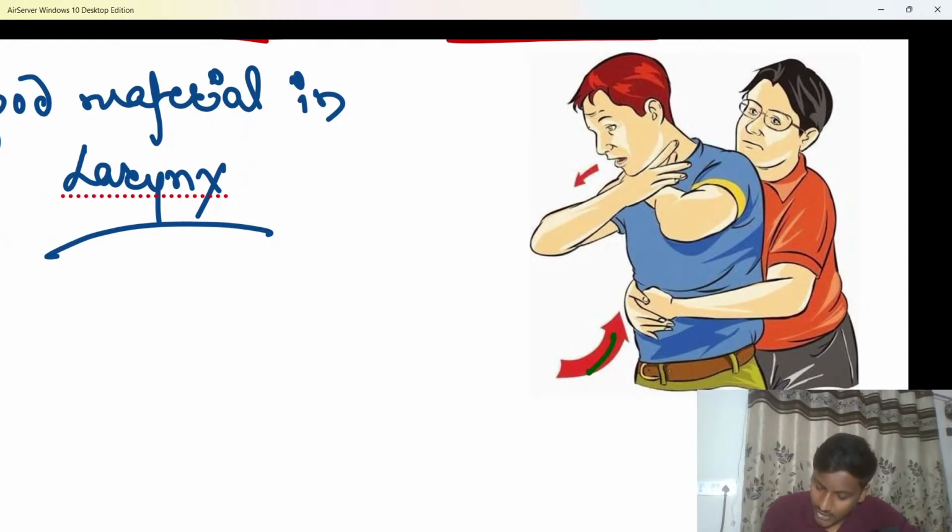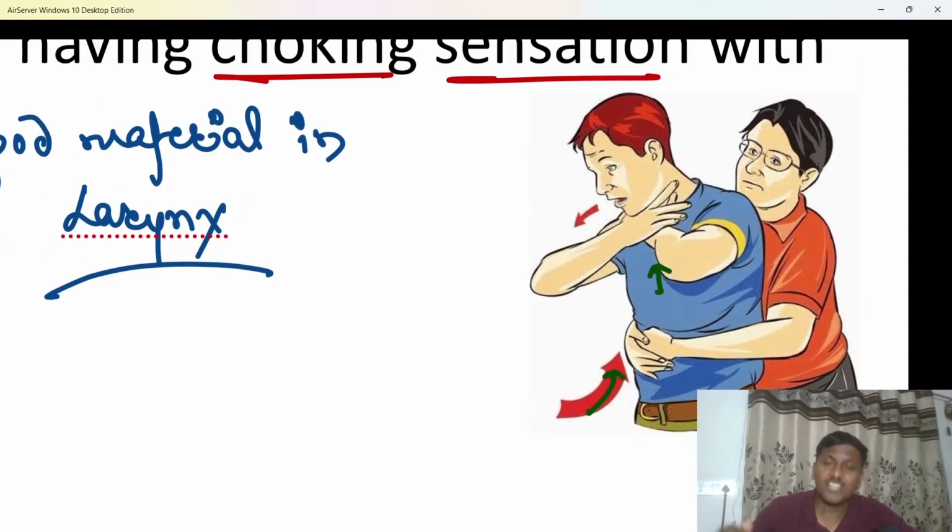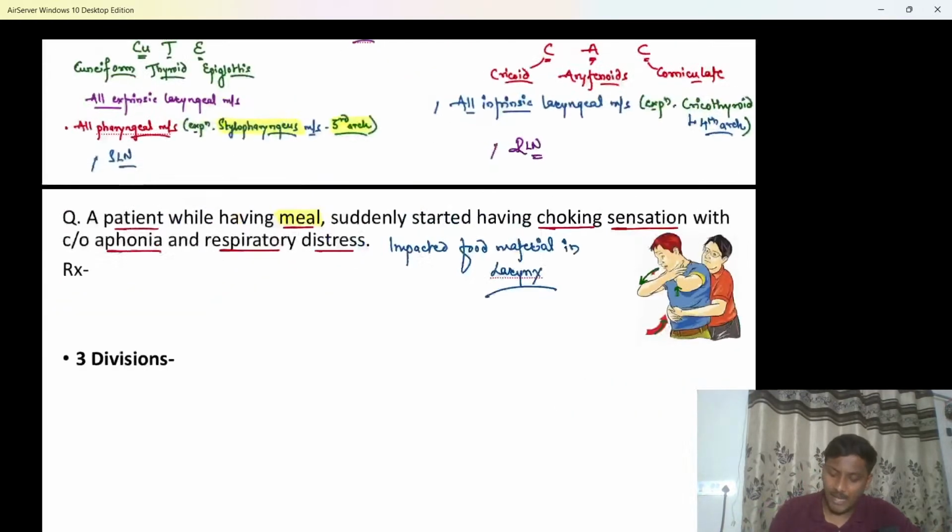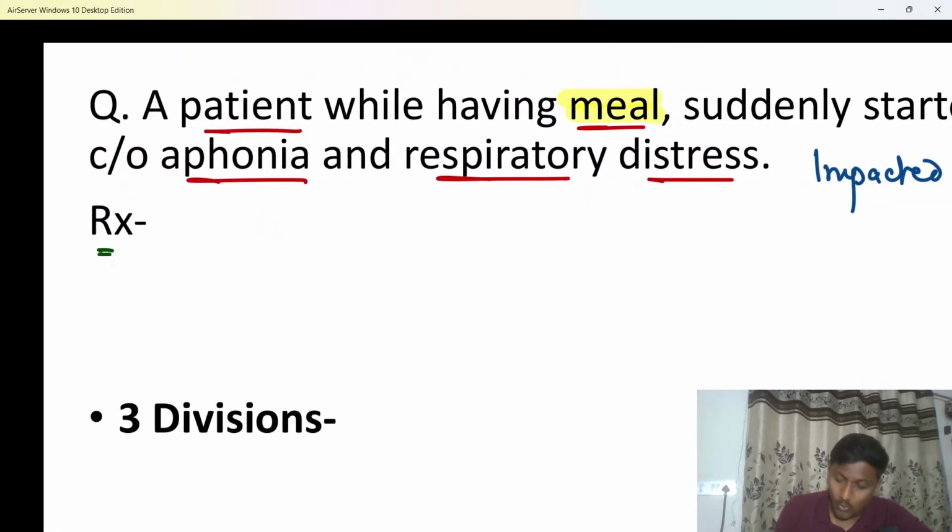Why? Because when you give upward and backward pressure, the pressure inside the airway increases, and due to that pressure coming from below, whatever food material was present inside the larynx will be thrown out. Got it? So due to that pressure coming from the chest, this food material is thrown out. So this is what is called Heimlich's maneuver. If they ask what is done for treatment if a patient comes with impacted food material in the airway with signs like choking sensation, the answer has to be Heimlich's maneuver.